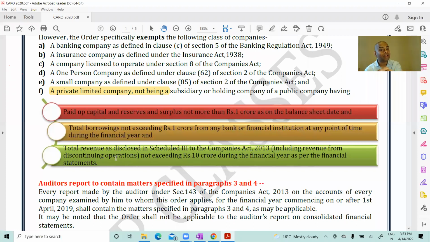Now you tell me, for example, this is one random example I'm giving you. Tata Technologies Private Limited. Tata Technologies is not a private limited, okay? Tata Technologies is a public limited. But for the classroom example, I'm telling you, Tata Technologies Private Limited, which is a subsidiary of Tata Motors, having a share capital of 5 lakhs, reserves 2 lakhs, borrowings 10 lakhs, revenue 1 crore. Whether the auditor of Tata Technologies Private Limited should include the Caro report also in his audit report, or Caro is exempted for this Tata Technologies Private Limited, you tell me. After that, we'll go to the next part.